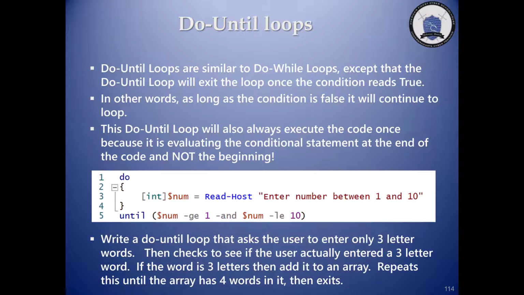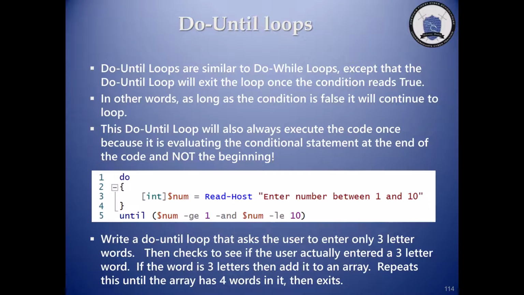So in other words, as long as the condition is false, it continues to do the loop. I'm saying do this until something. So if it's false, it will continue to loop. When it's true, that's when it exits. This is the only loop that exits the loop when it's true. Everything else, all the while loops, continue to loop while it's true, and they exit when it's false. This one exits when it's true, but will loop while it's false.